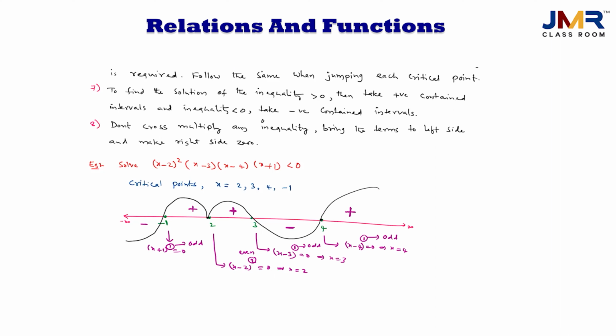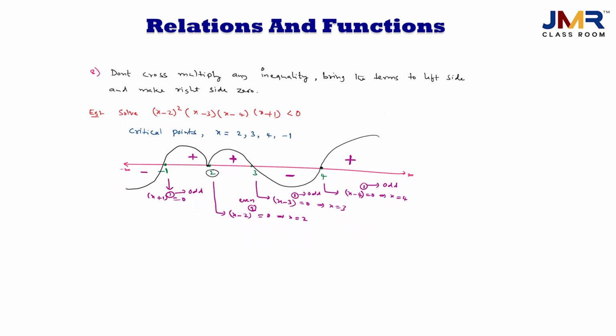Why do we get positive and positive again? Because for this 2, we get it by making x minus 2 whole square equal to 0. But x minus 2 has an even power, so it has to maintain the same sign after crossing the corresponding critical point. So then our solution will be x belongs to, here negative is required. Negative means wherever negative, that is our solution set. X belongs to minus infinity to minus 1 is negative. Union, this one, 3 to 4 is also negative.